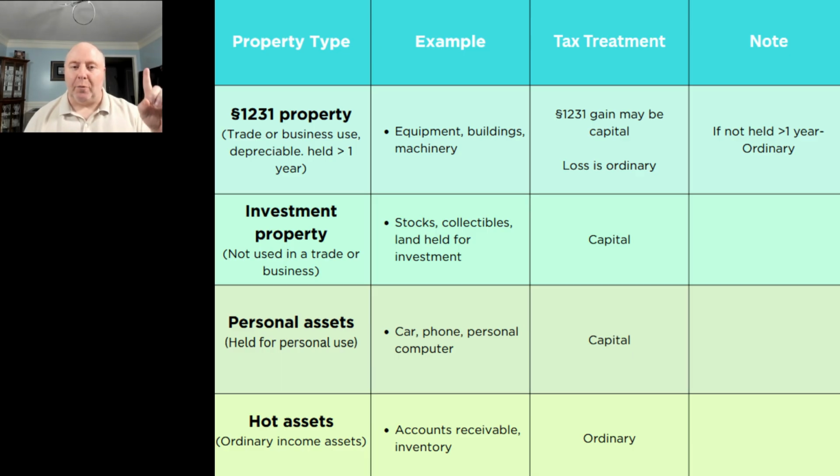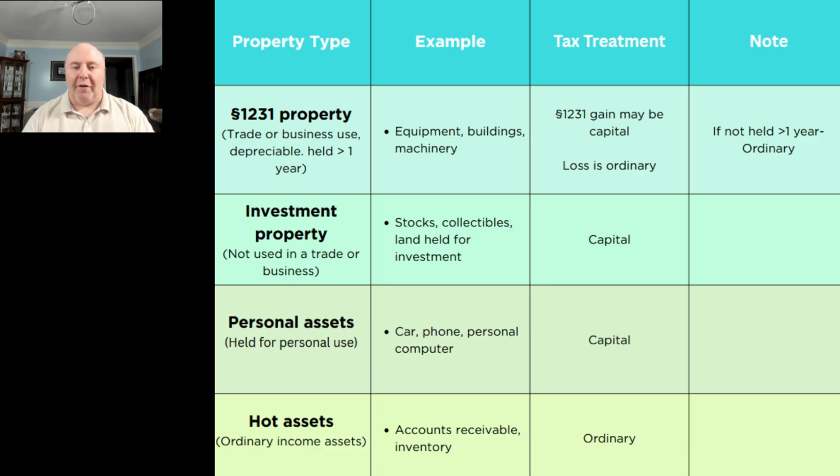It has to be a depreciable asset, it has to be used in a trade or business, and it has to be held for over 1 year. So if you have an asset that is depreciable, used in a trade or business, held for over a year, then you have a 1231 asset. So this could be something like a building. It could be things such as machinery or equipment, and we've held it for over a year.